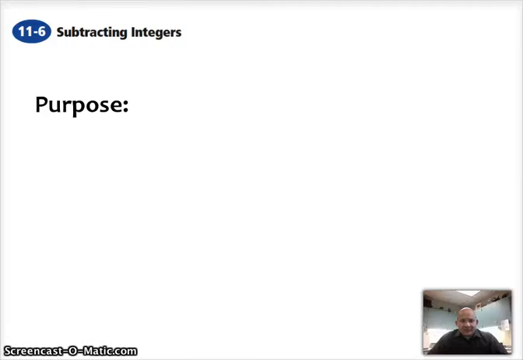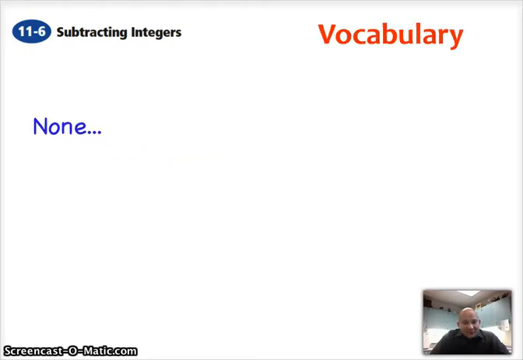Hi class. Today's lesson is 11-6. It's on subtracting integers. Let's take a look at the purpose. Our purpose in 3 words is to subtract integers. No vocabulary for today.